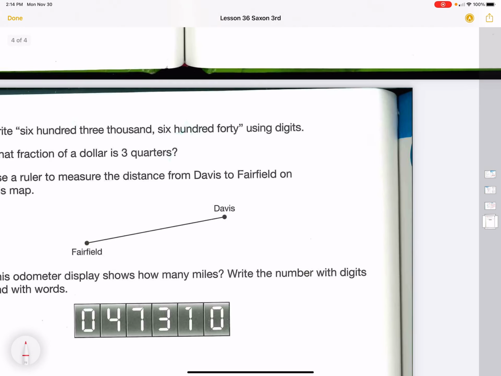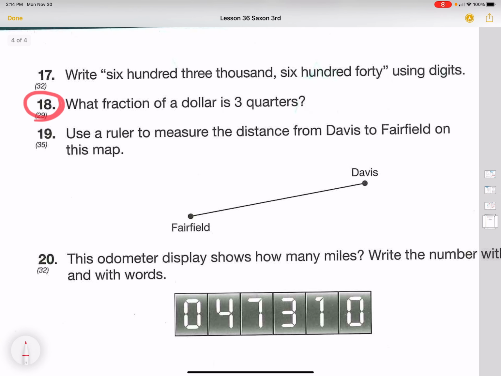Number 18. What fraction of a dollar is 3/4? So remember, whenever they're asking fraction of a dollar, you need to know how many it takes to make the dollar. So fraction of a dollar in quarters. There are 4 quarters in a dollar, and we have 3. So it is 3/4.